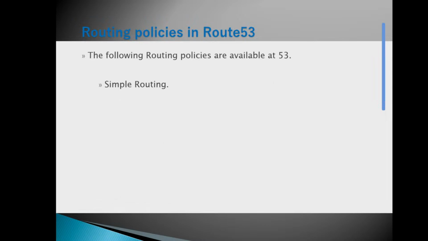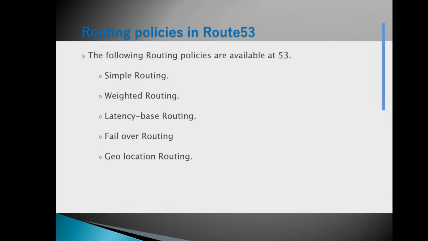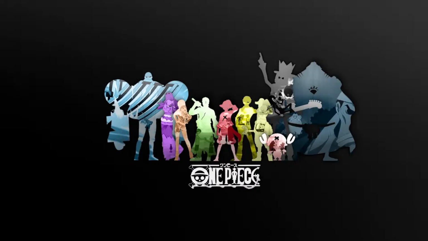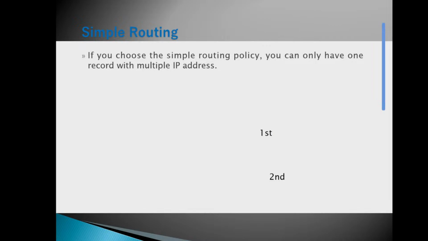So in Route 53, we have a couple of routing policies, starting with simple routing policy, weighted routing policy, latency based, failover, geolocation, geoproximity, and multi-value. First one is simple routing. What is simple routing? If you choose simple routing, you can have only one record with multiple IP addresses. Before going into the theory, let's log in to the console.